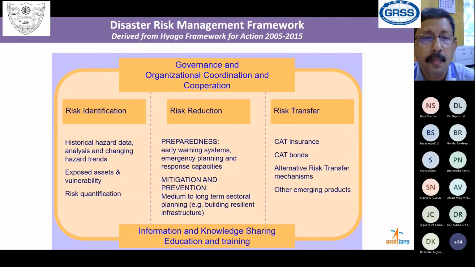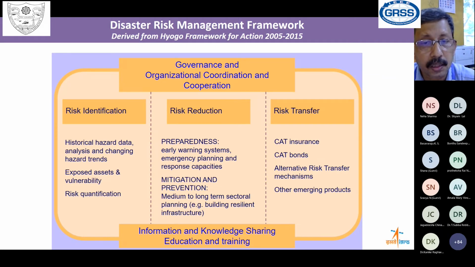and training. And the three verticals which were identified were risk identification, which basically meant the analysis and assessment of the historical hazard data for identifying the trends, identifying the exposed assets and their vulnerability, and also the quantification of the risk. When we talk about risk reduction, it's basically two aspects.